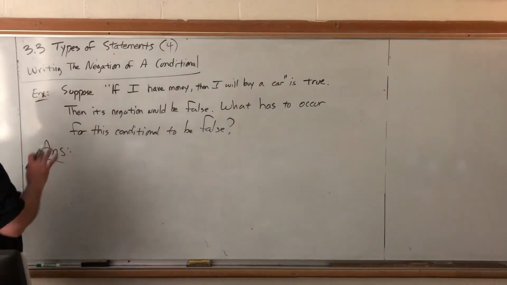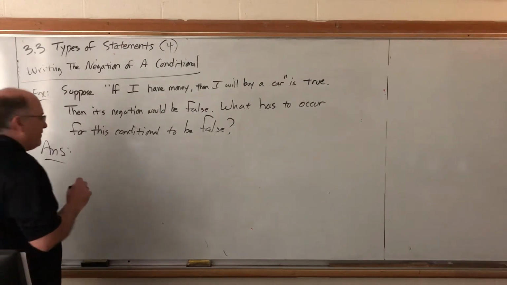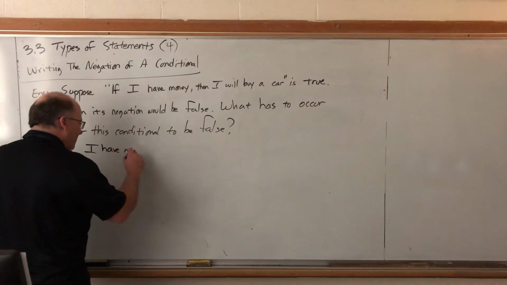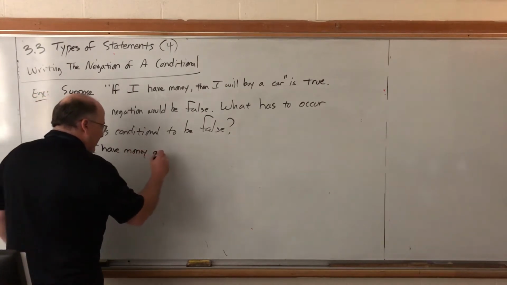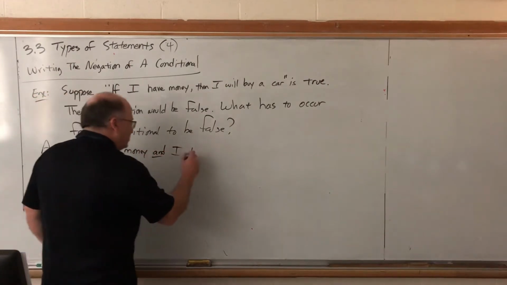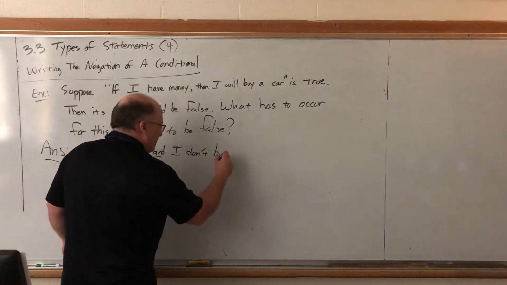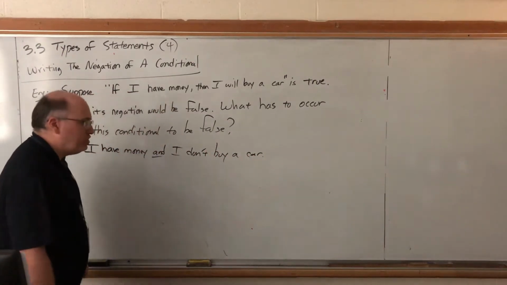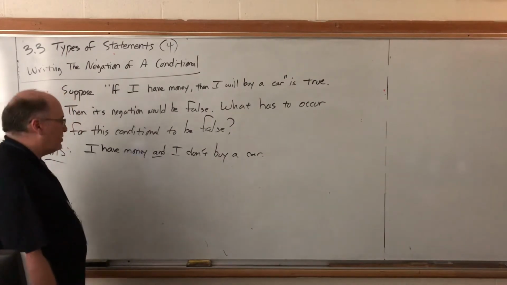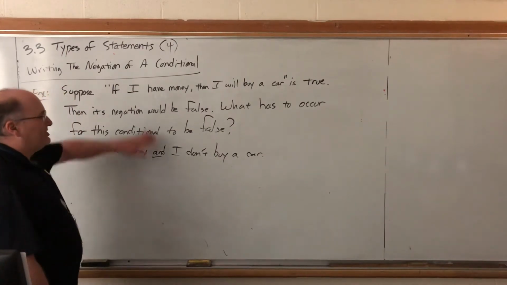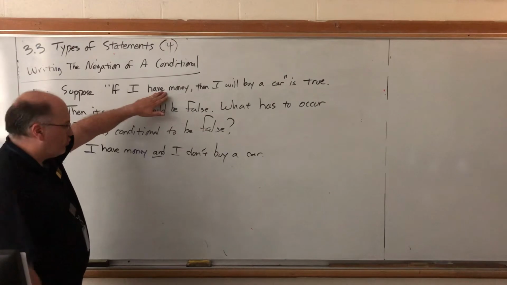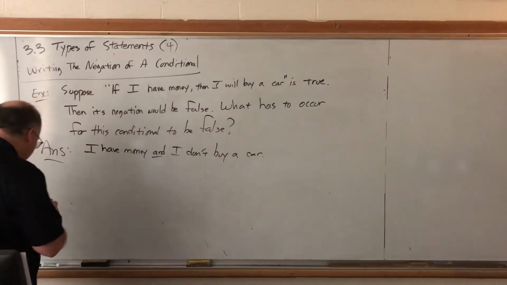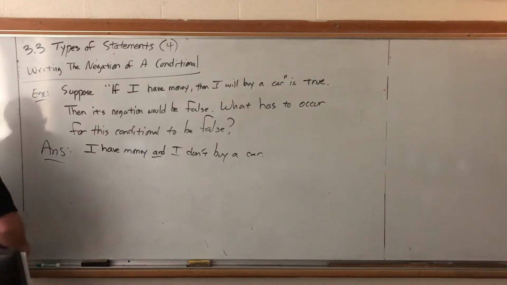So, what has to occur for this conditional to be false? I have money, and I don't buy a car. Remember the rule for conditional. It's only false when T points to F. It's only false when the first part is true and the second part is false. So what can we extract from this?